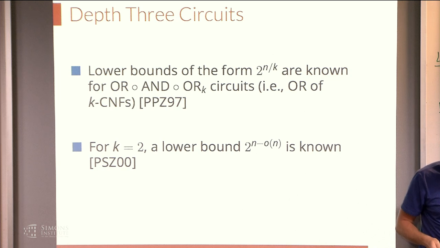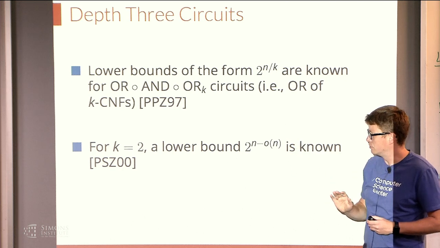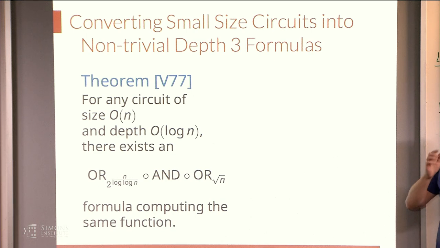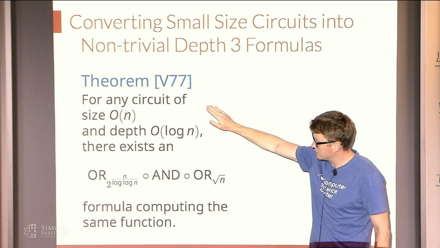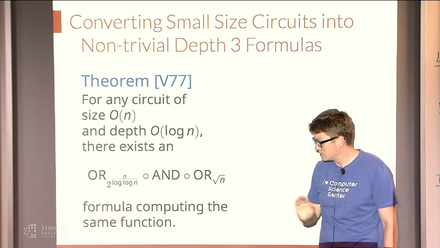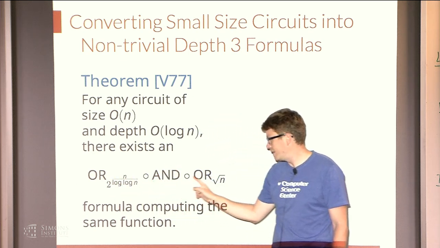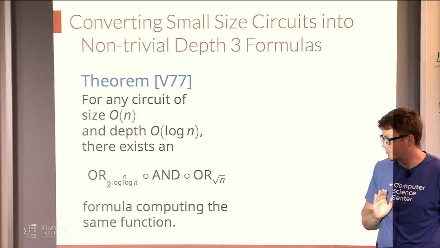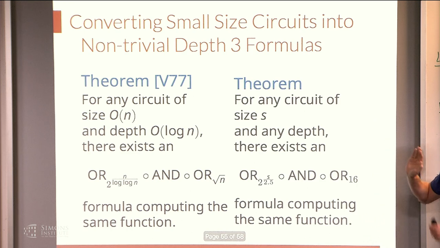Okay, so now the question is whether we can use these actually non-trivial results to get something for unrestricted circuits. In particular, this is the same result by Valiant. Let me phrase it as follows. So if you have a circuit of size n and depth log n, then it is possible to transform it into the following depth 3 circuit. So this is an OR of that many CNFs such that each CNF has at most square root n variables in every clause.